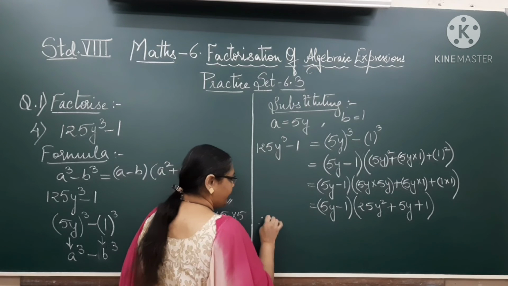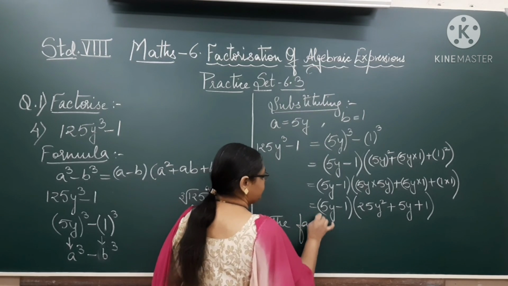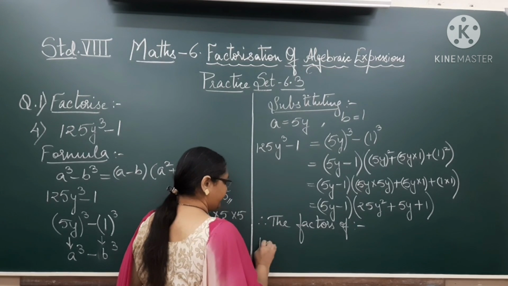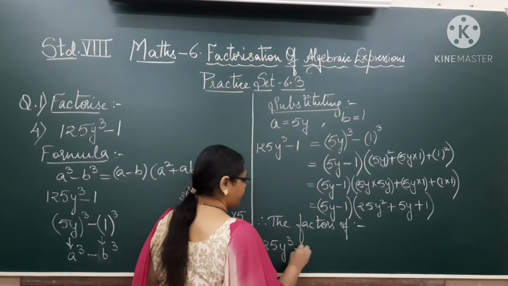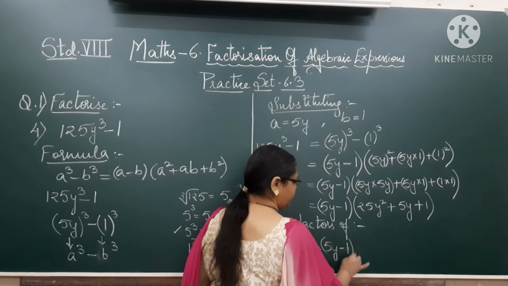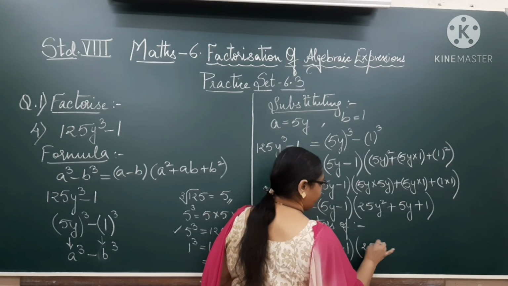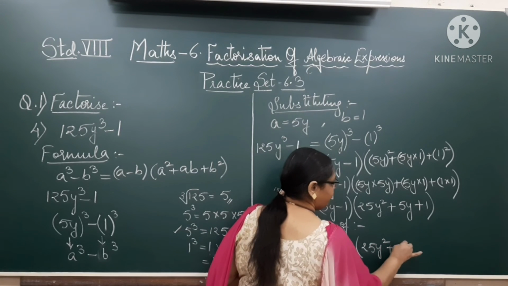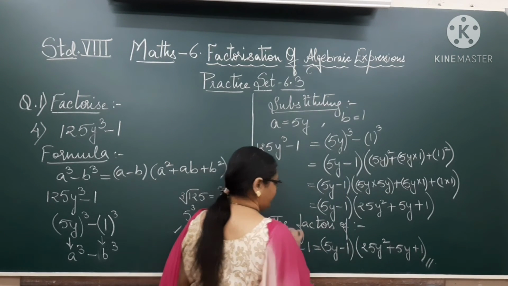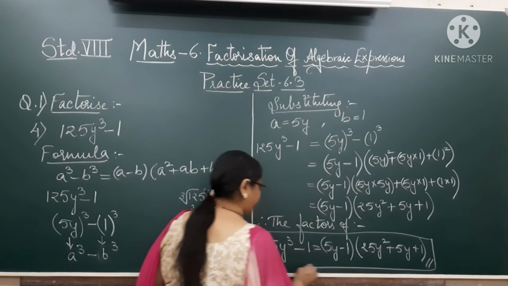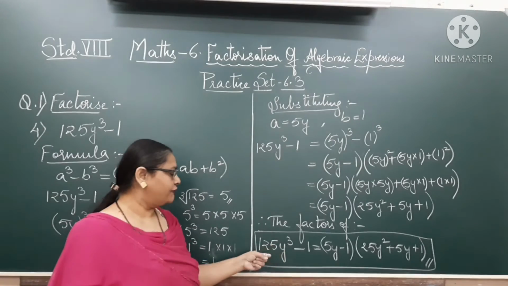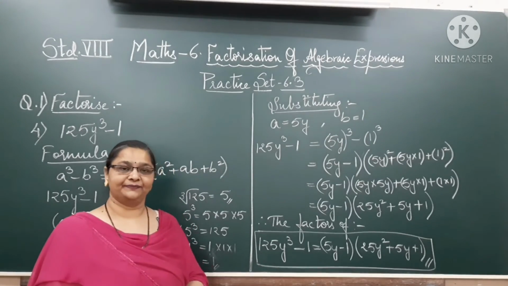Therefore, I found the factors now. The factors of 125y cube minus 1 are 5y minus 1 and 25y square plus 5y plus 1. So these are the factors of 125y cube minus 1. Thank you.